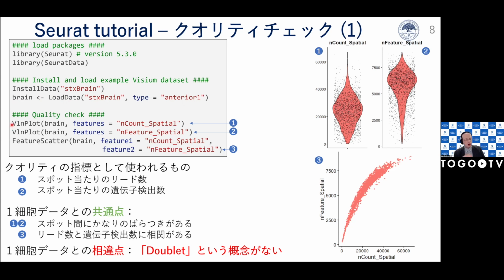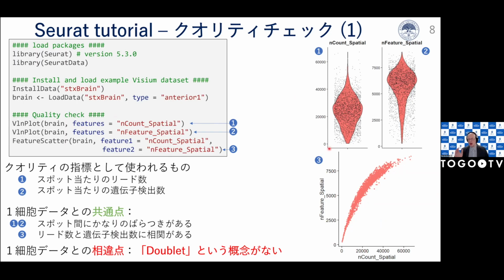Okay, and then I want to check the quality of that data. And if you are familiar with single-cell data analysis, you will notice this is very similar. I make a violin plot of the number of reads per spot, nCount, and that's plot 1, this one. And then the same thing for the number of detected genes, nFeature. This is the second plot, this one. And also here I'm making a scatter plot where the x-axis is the counts and the y-axis is the number of detected genes, which is that third plot.